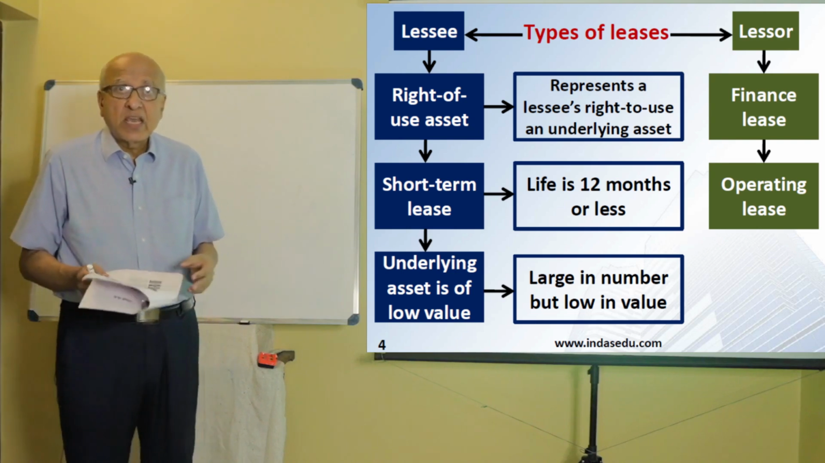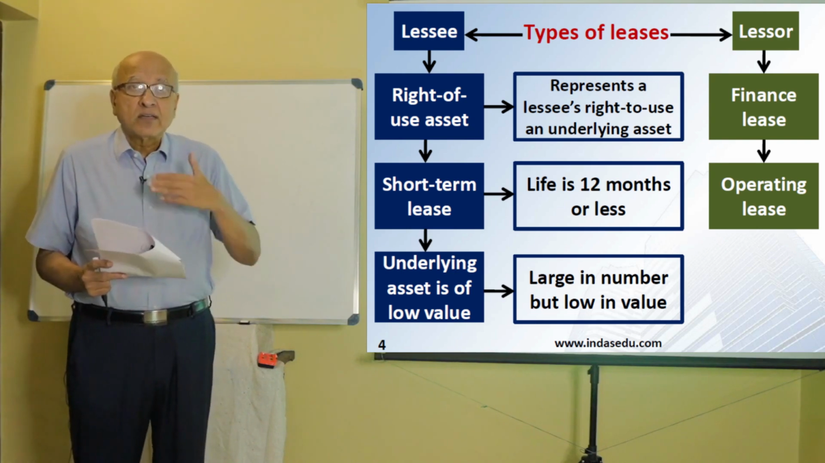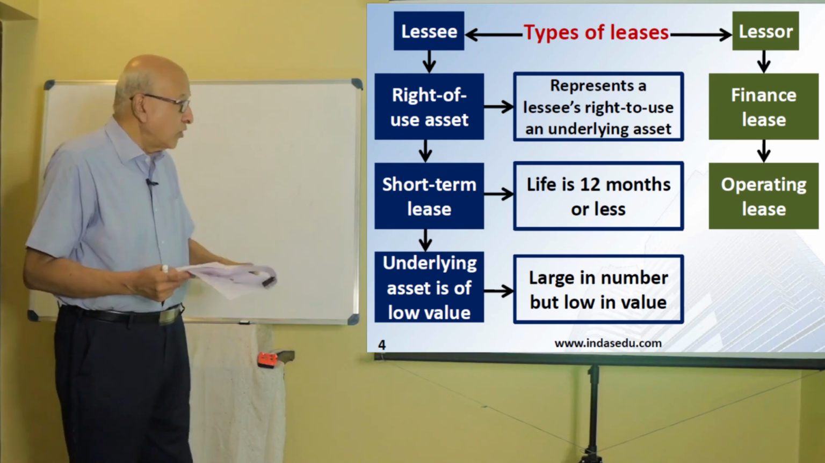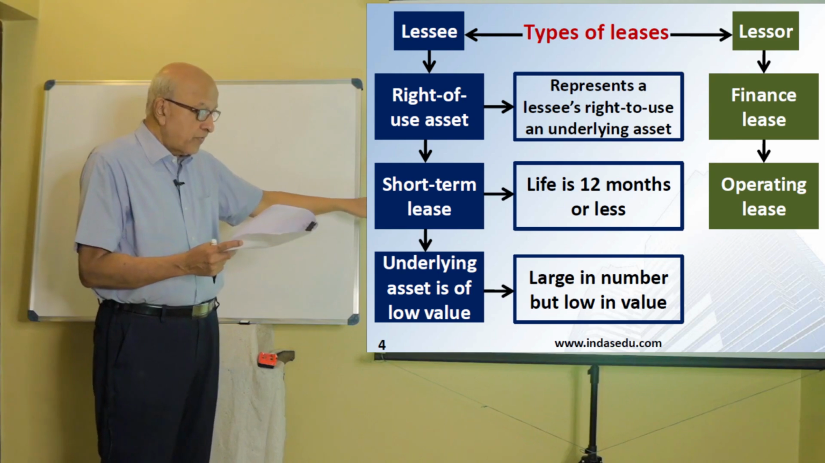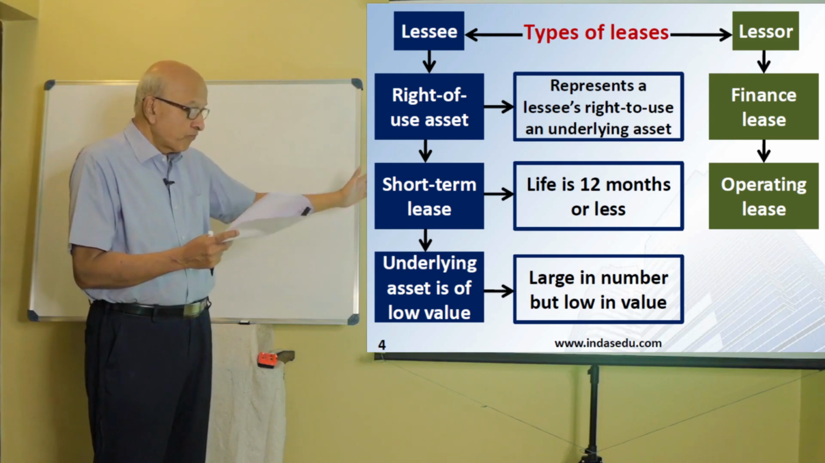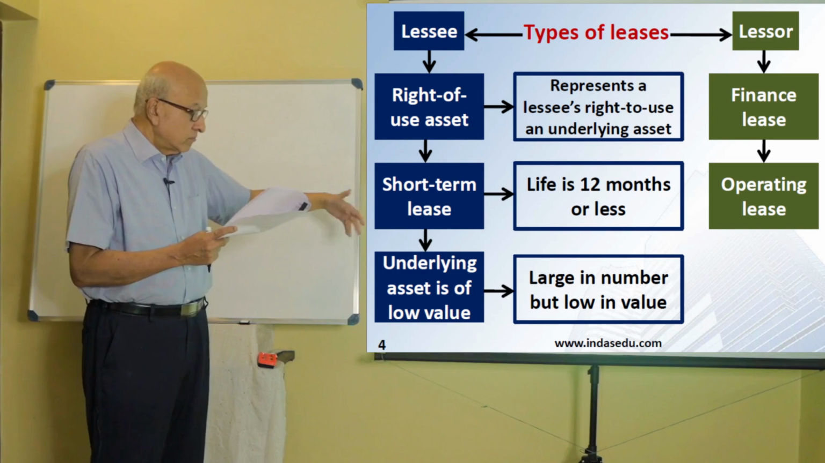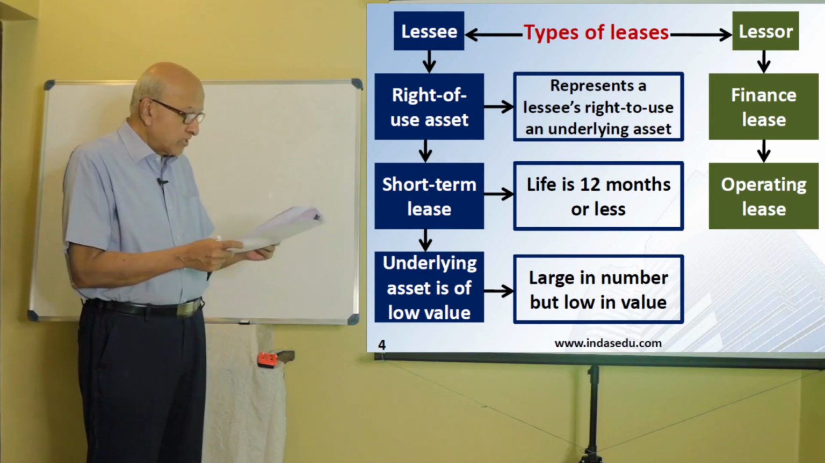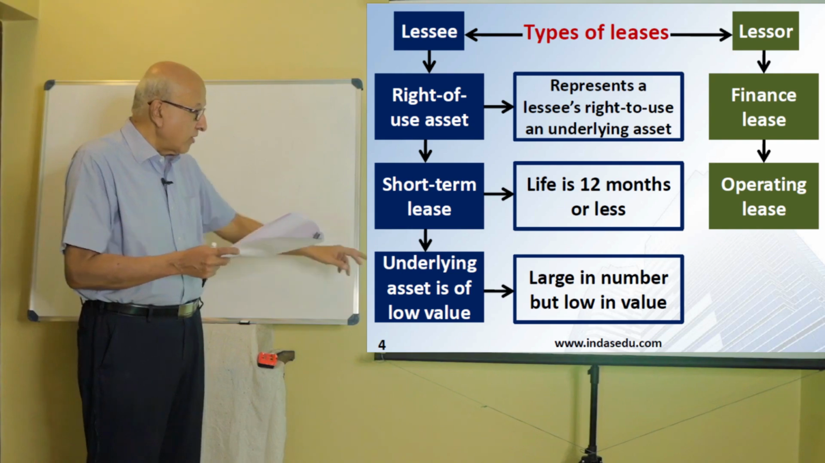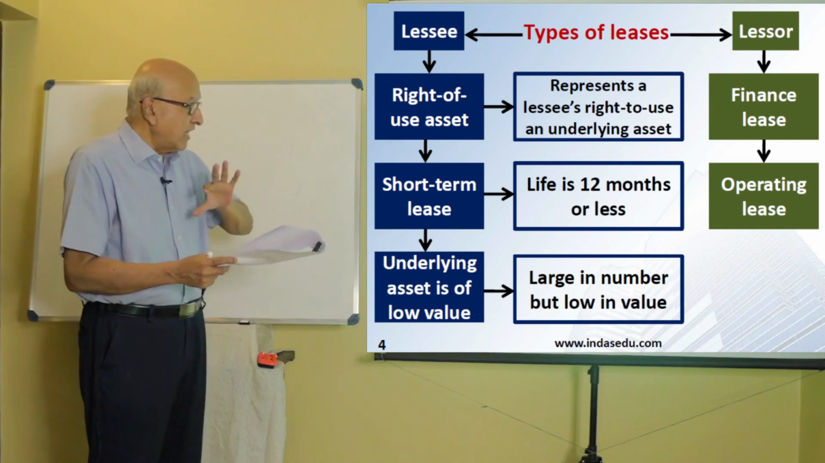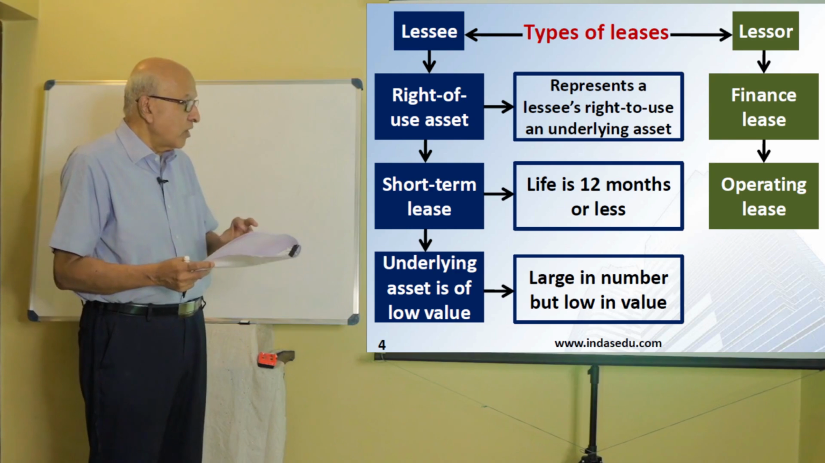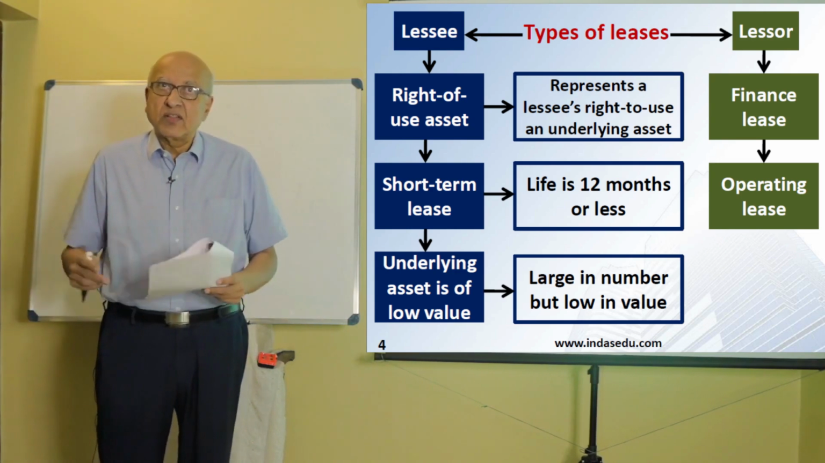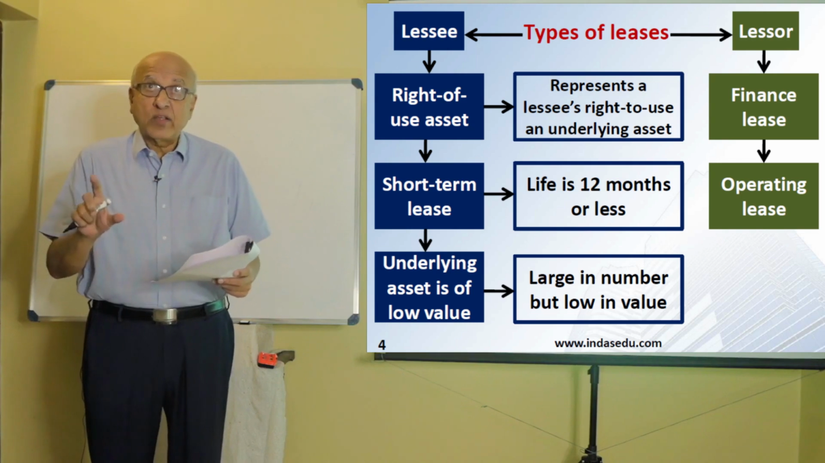For the lessee, you can show as what? Expense. Here you will have to classify, elections to be made by class of these assets. And this value is low. They are very large in numbers but low in value. I have taken on lease 50 tablets. They are large in number but low in value.